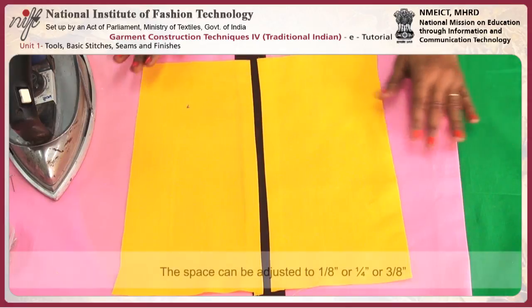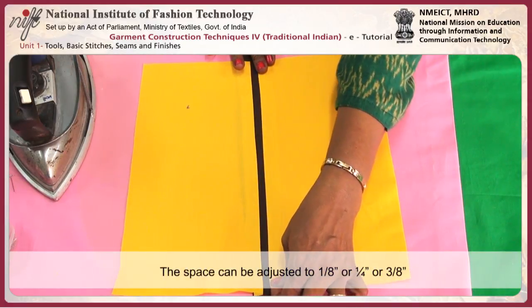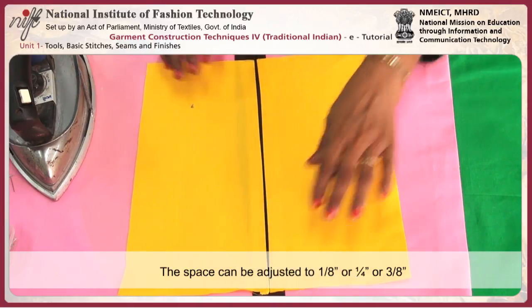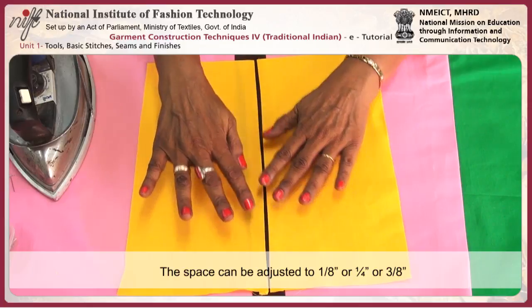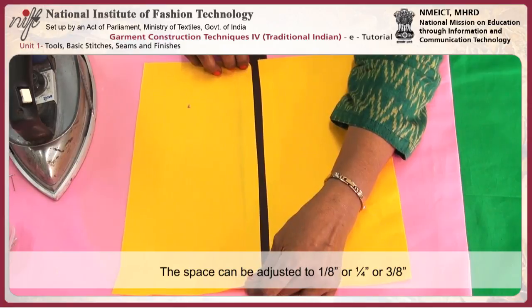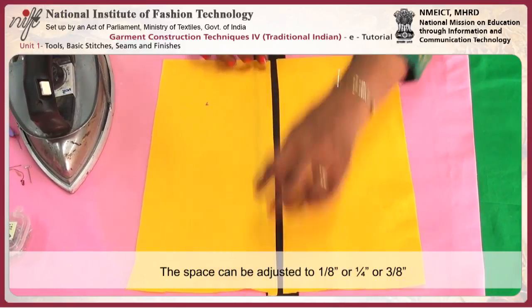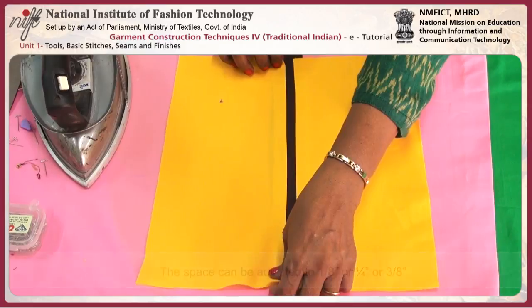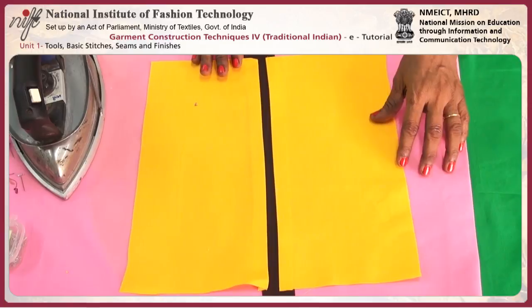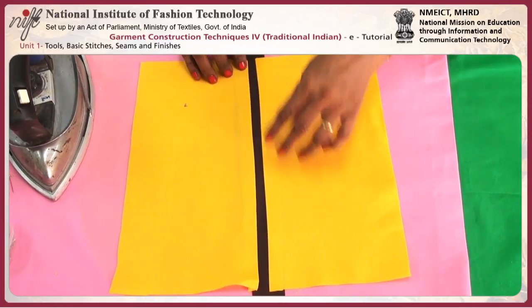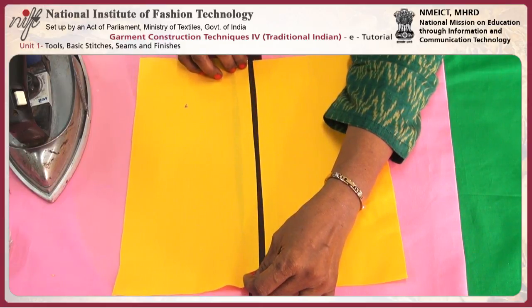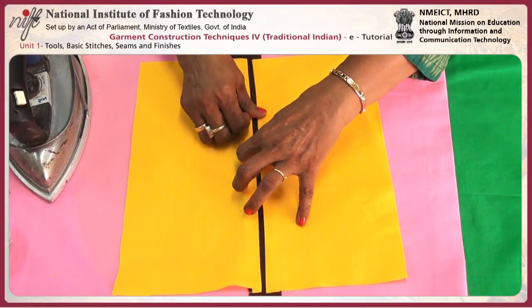So the space width can be changed, like 1/8 of an inch, or it can be 1/4 inch, or it can be 3/8 of an inch. According to your wish, you can change or spread the width and bring the contrast outside. So the slot seam is a kind of decorative seam.